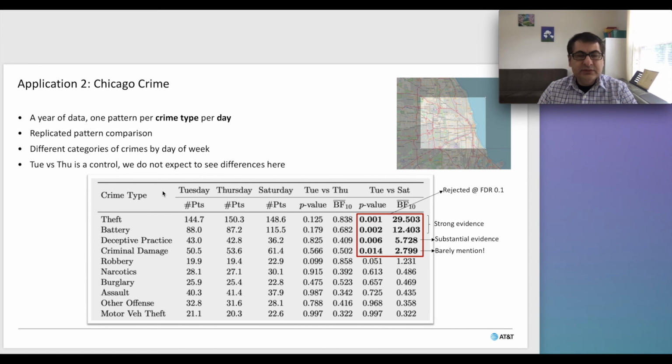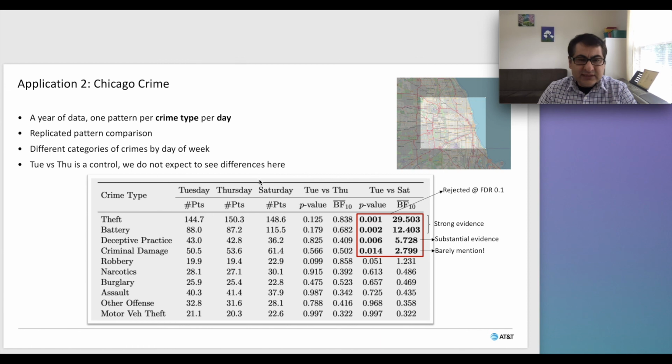Another application we did was to look at a year of data from the Chicago crime data set. In this case, for every crime type in that data set and every day of the year, you get a point pattern. What we want to do is compare point patterns for different days of the week. Specifically, our goal was to compare some weekday with a weekend, so we picked Tuesday versus Saturday. But we also wanted to have some kind of control, so we also compared Tuesday versus Thursday. The idea here was that because Tuesday and Thursday are in the middle of the week, we expect no difference between them. And between Tuesday and Saturday, there might be some differences.